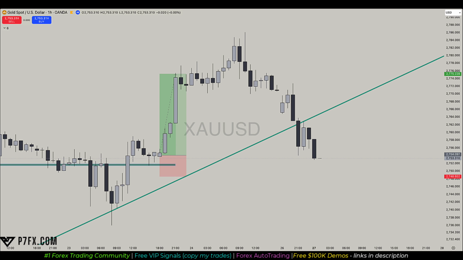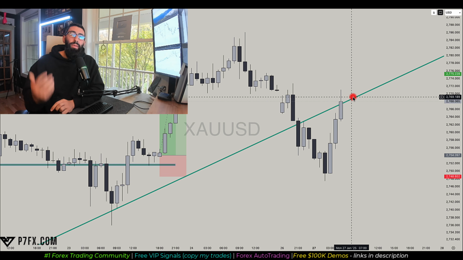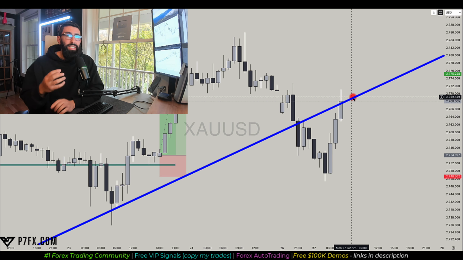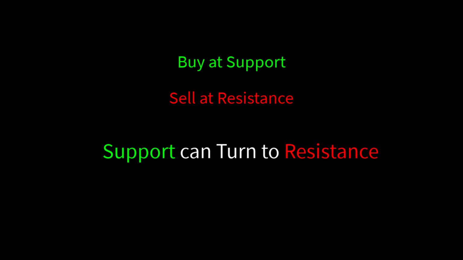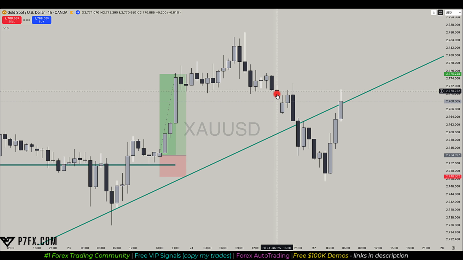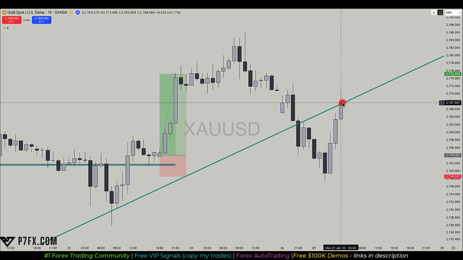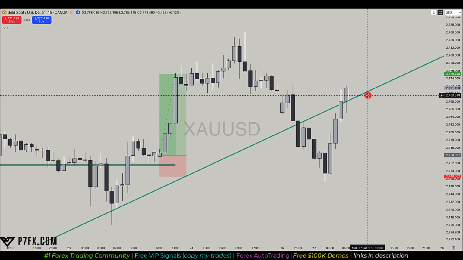So as price progressed, we could see how gold came back to retest our ascending trend line. Remember, trend lines serve as diagonal forms of support and resistance. A general rule of support and resistance: we buy at levels of support, we sell at levels of resistance. What was support can turn into resistance. What was resistance can turn into support. So as price is trying to reclaim it back above the ascending trend line, we ended up having a closure above our trend line, where as you can see, the price is now at 27.71.